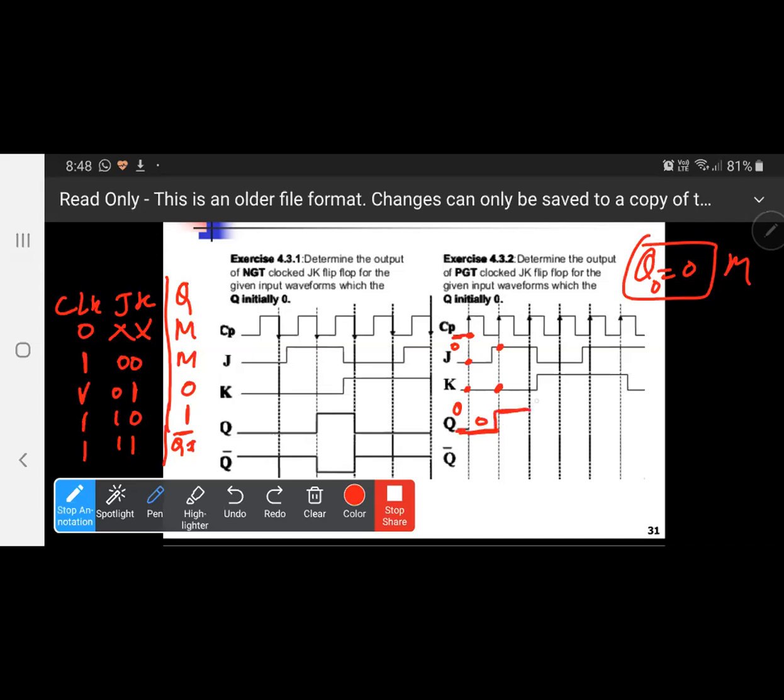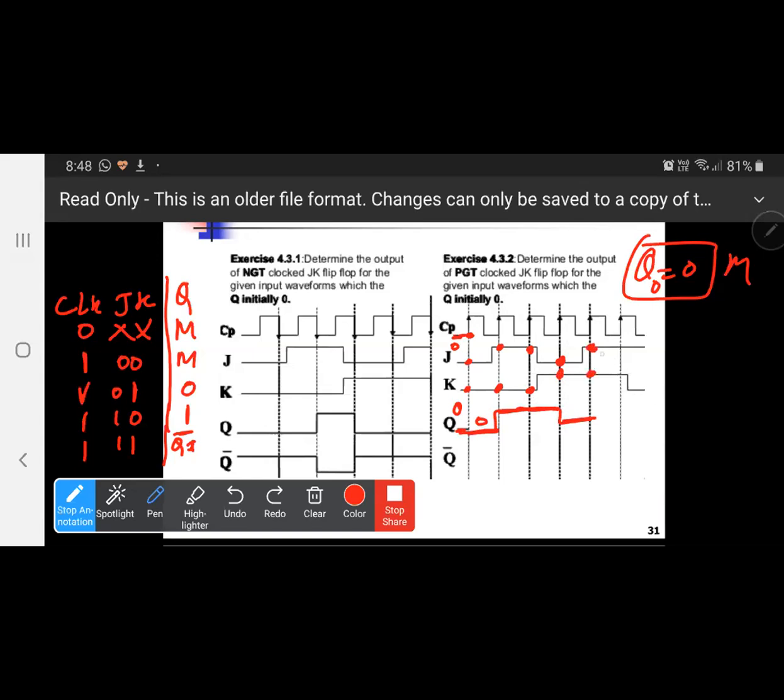Now check here. What is the value of J and K? J is 1, K is 1, so the output is 1. Now check here. J is 0, K is 1. If K is 1, then reset, so 0. Good.